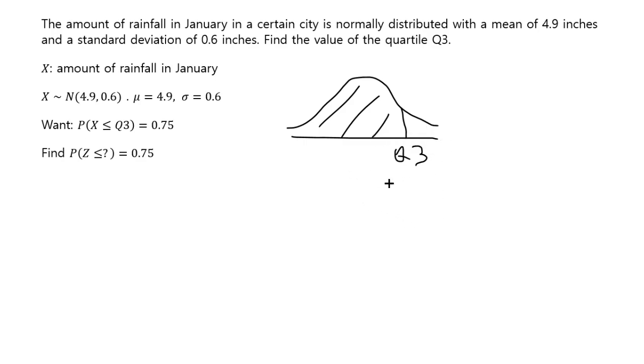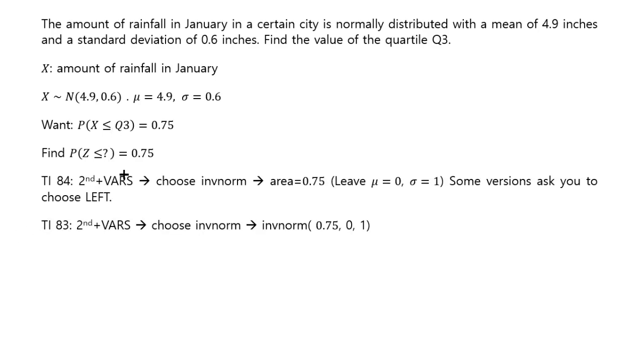However, it's easier to find the value where the z-score gives you 0.75, because this allows you to use the standard normal distribution. Okay, so we're first going to find this solution and somehow work from here to find the Q3. Okay, so how do you get that?